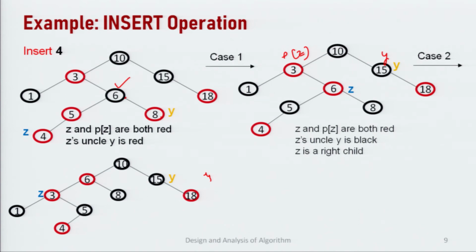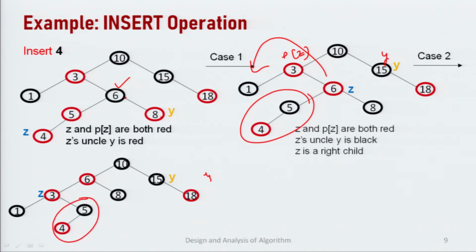So, if we perform left rotation, what will happen? 6 will become the parent and 3 will become the left child of 6. Just see here, 6 has become parent and 3 has become the left child of 6. Now, what about this 5 and 4? This 5 4 will become the right child of 3 over here. Now, just see, now what is the case?